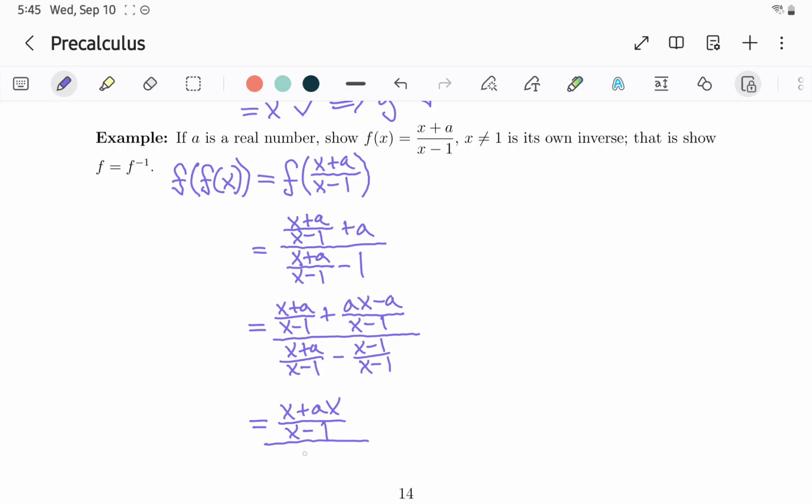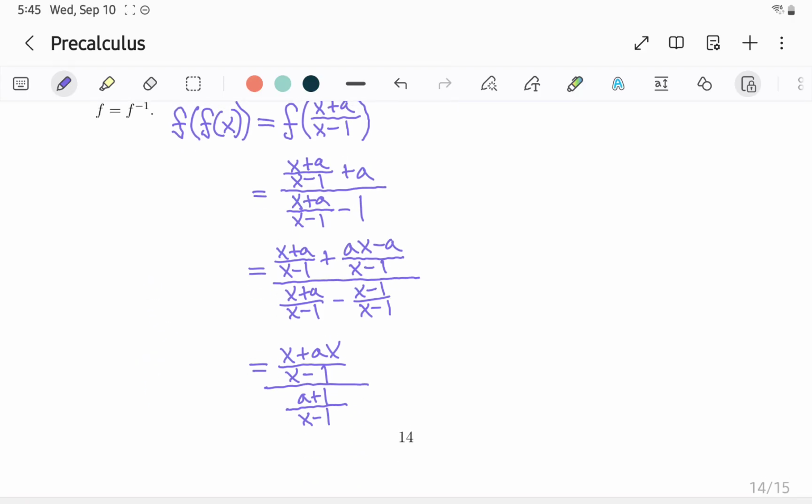So a plus 1 is the numerator of the fraction in the denominator. And its denominator is still x minus 1 as well. So that's what we have after we combine the terms in the numerator and the denominator. And so let's see if we can start trying to simplify things even more.